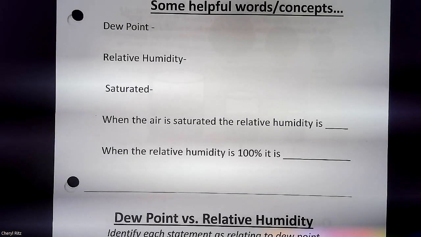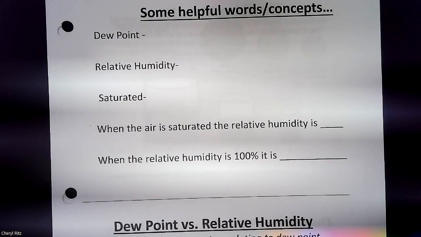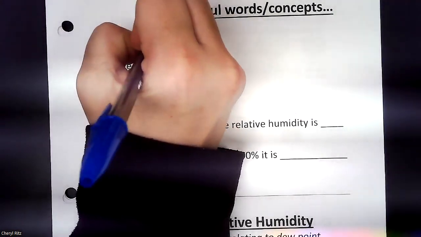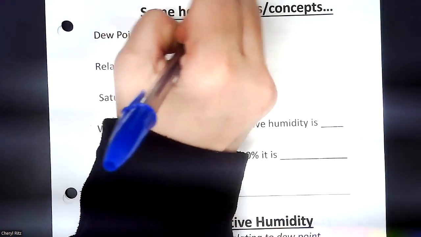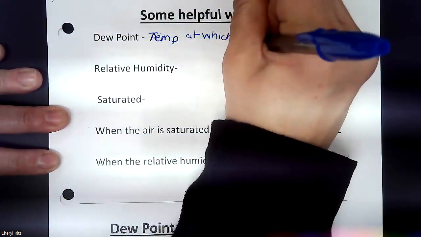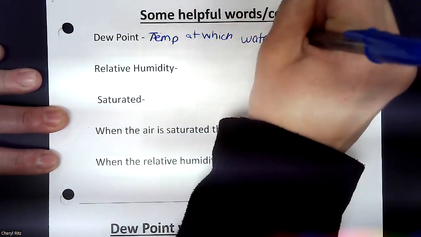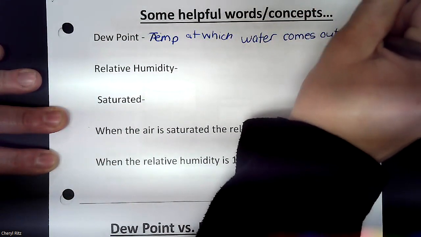So we had to just do a few things. I asked you to define dew point. What did you write for the definition of dew point? Temperature at which the water comes out of the air. Okay, so it's the temperature at which water comes out of the air.